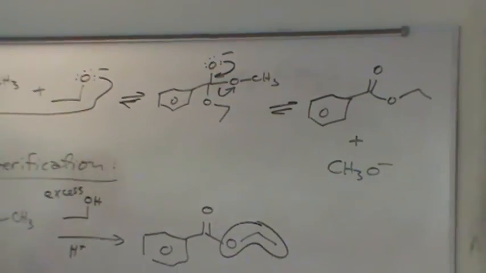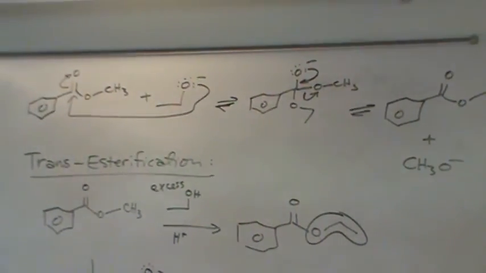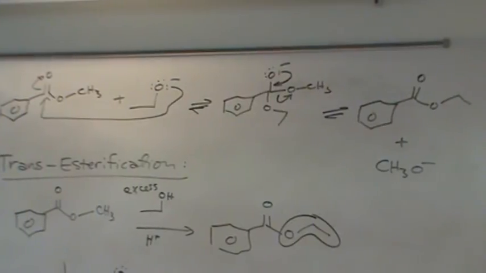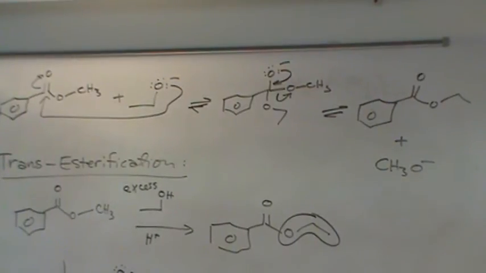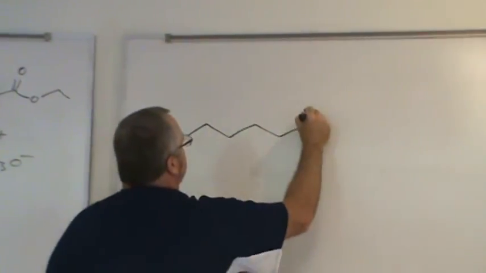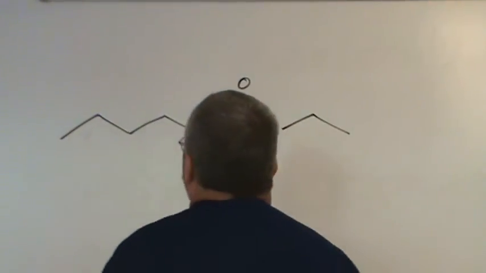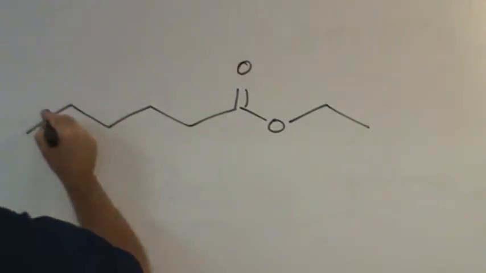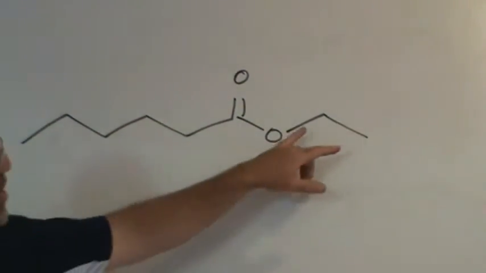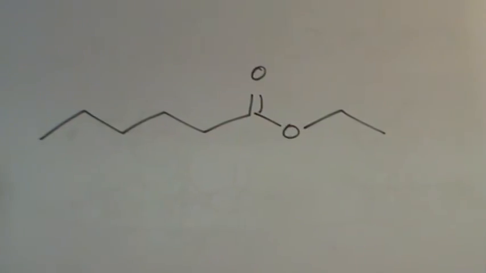All right, another reaction involving esters that I want to quickly review for you is saponification. We actually talked about this in the last chapter, the carboxylic acid chapter. Here I have 1, 2, 3, 4, 5, 6. This is the ethyl ester of hexanoic acid, or ethyl hexanoate.